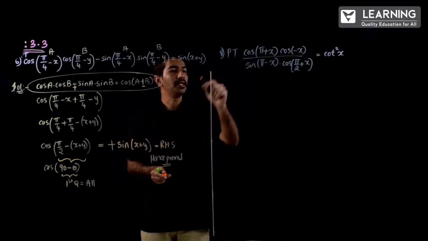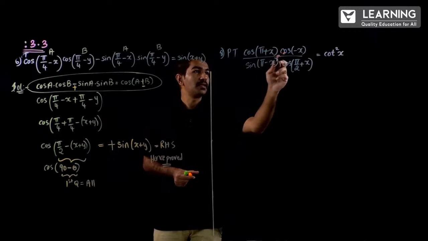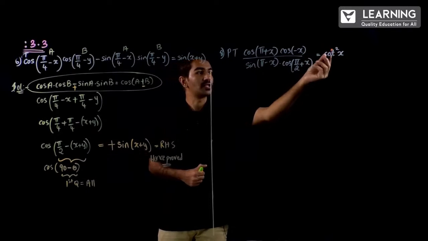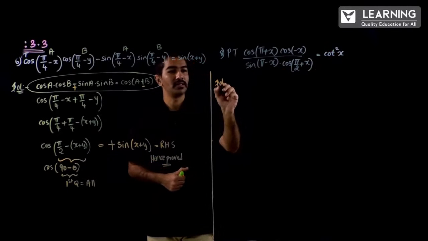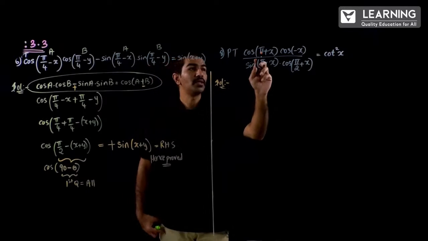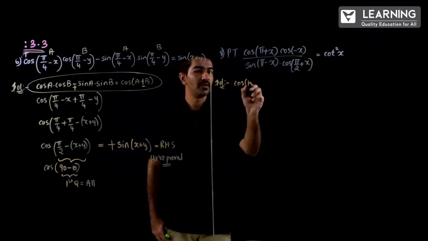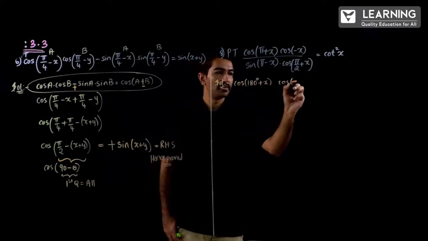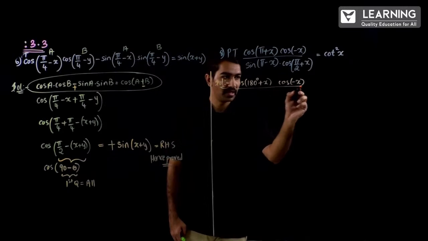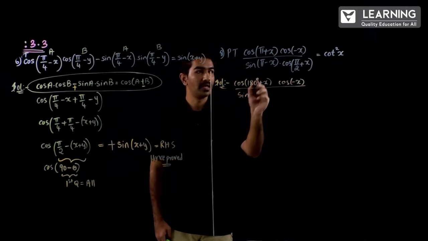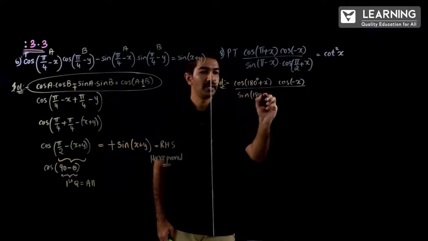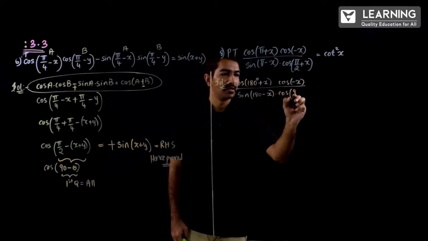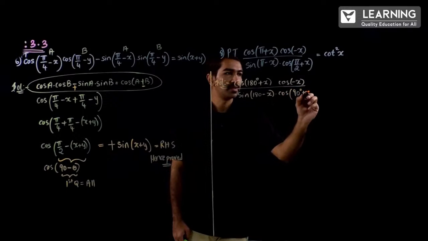Again we have to prove that cos(pi plus x) into cos(minus x) divided by sin(pi minus x) cos(pi by 2 plus x) is equal to cot square x. We have to prove this. Solution. Pi is how much, students? 180 degrees. So cos of 180 degrees plus x into cos of minus x, the whole divided by sine of, again what is pi? 180. 180 minus x into pi by 2 is 90, cos of 90 degrees plus x.